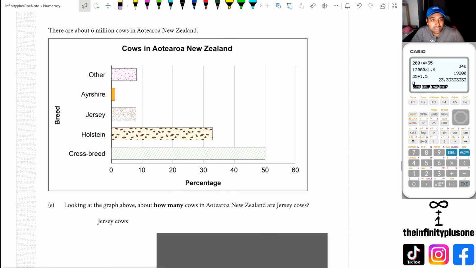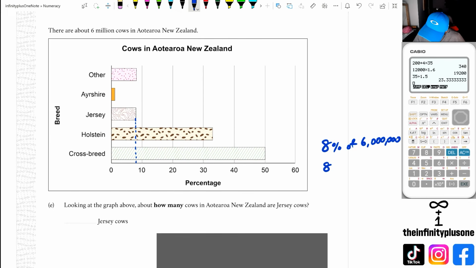Okay, so we've got about 6 million cows in New Zealand. Looking at the graph above, how many cows in New Zealand are Jersey cows? So first off, we're working with a percentage here. Looking at this particular percentage, it's tricky. You could say 8%, you could say 7.5%. I'm going to go with 8%, okay. How many cows in New Zealand? So 8% of 6 million is what we are trying to work out.